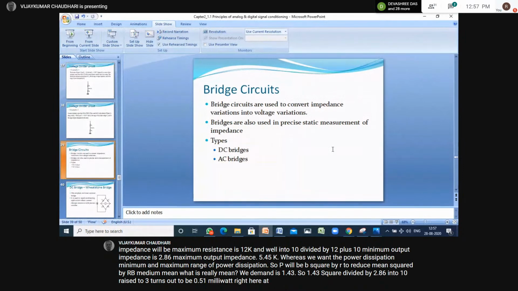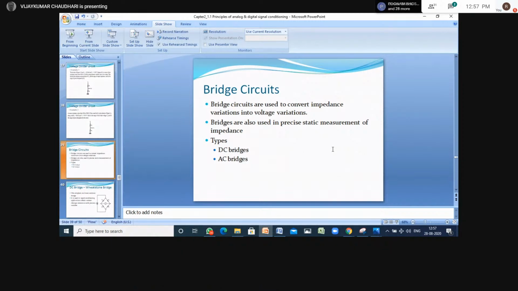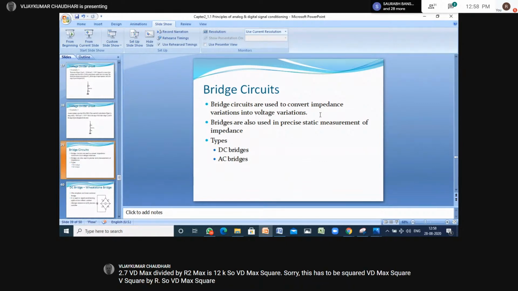This is also very important. Bridge circuits are very important and very practical because in instrumentation, bridges are always used at the sensor level. In fact, one or more arms of the bridge are the sensors. RTDs and thermistors and strain gauges and load cells and whatever the sensors, thermocouples, etc., they are the arms of the bridges. The bridge circuits are used to convert impedance variations into voltage variations.